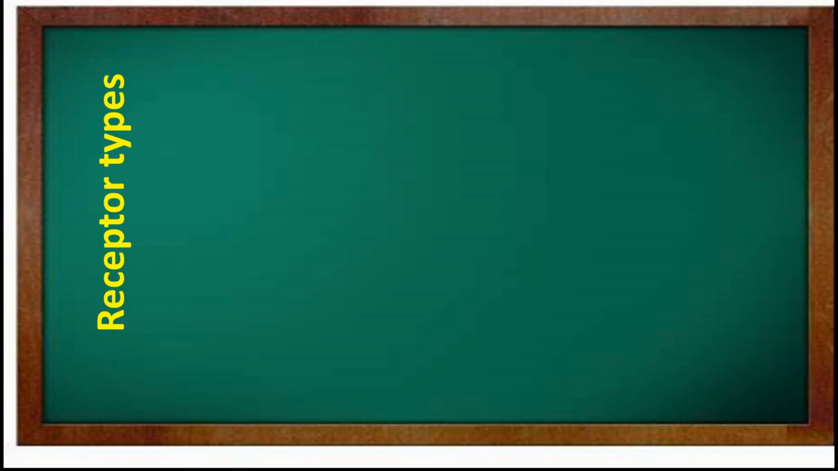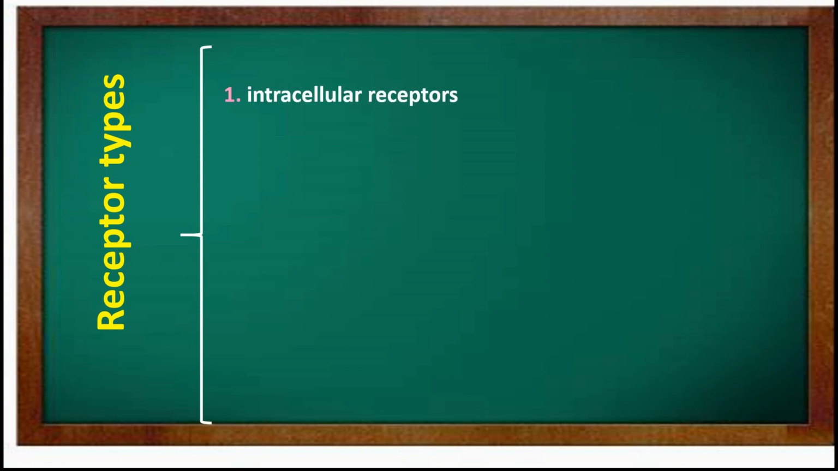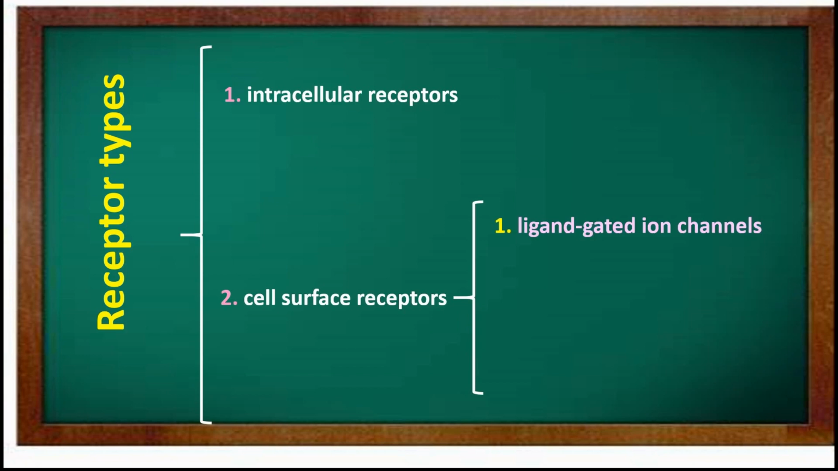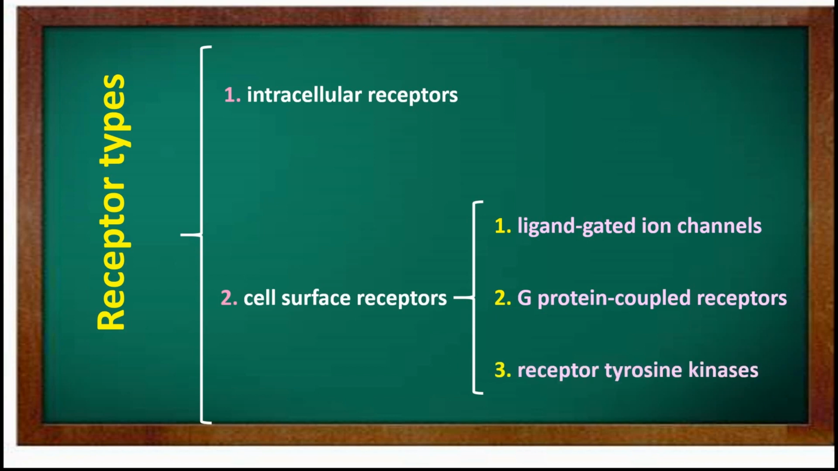Receptor types. Receptors can be divided into two types. Number 1, intracellular receptors, and number 2, cell surface receptors. Cell surface receptors can be divided into three subtypes. Number 1, ligand-gated ion channels. Number 2, G protein coupled receptors. And number 3, receptor tyrosine kinases.